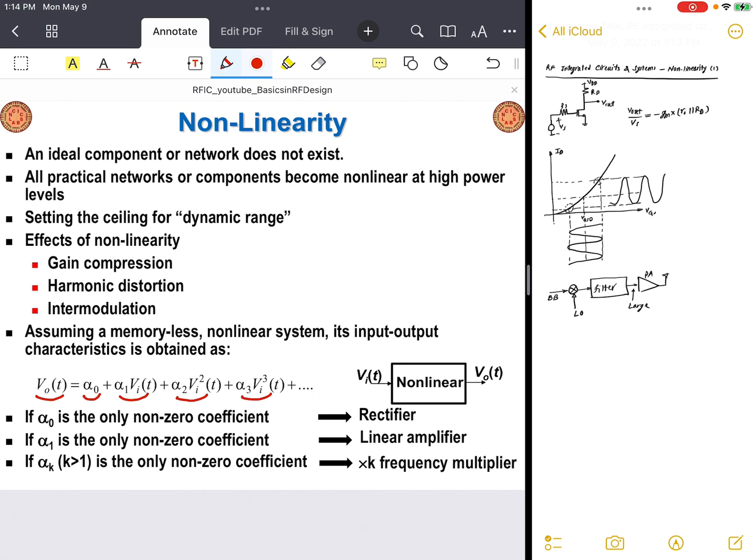Some special case examples are worthy of consideration. For example, if alpha 0 is the only non-zero coefficient, then the system is simplified to become a rectifier. If alpha 1, on the other hand, would be the only non-zero coefficient, then the nonlinear system becomes a linear amplifier. And finally, if alpha k, where k is any number greater than 1, would be the only non-zero coefficient, then we end up having a frequency multiplier. In fact, a multiply by k frequency multiplier.